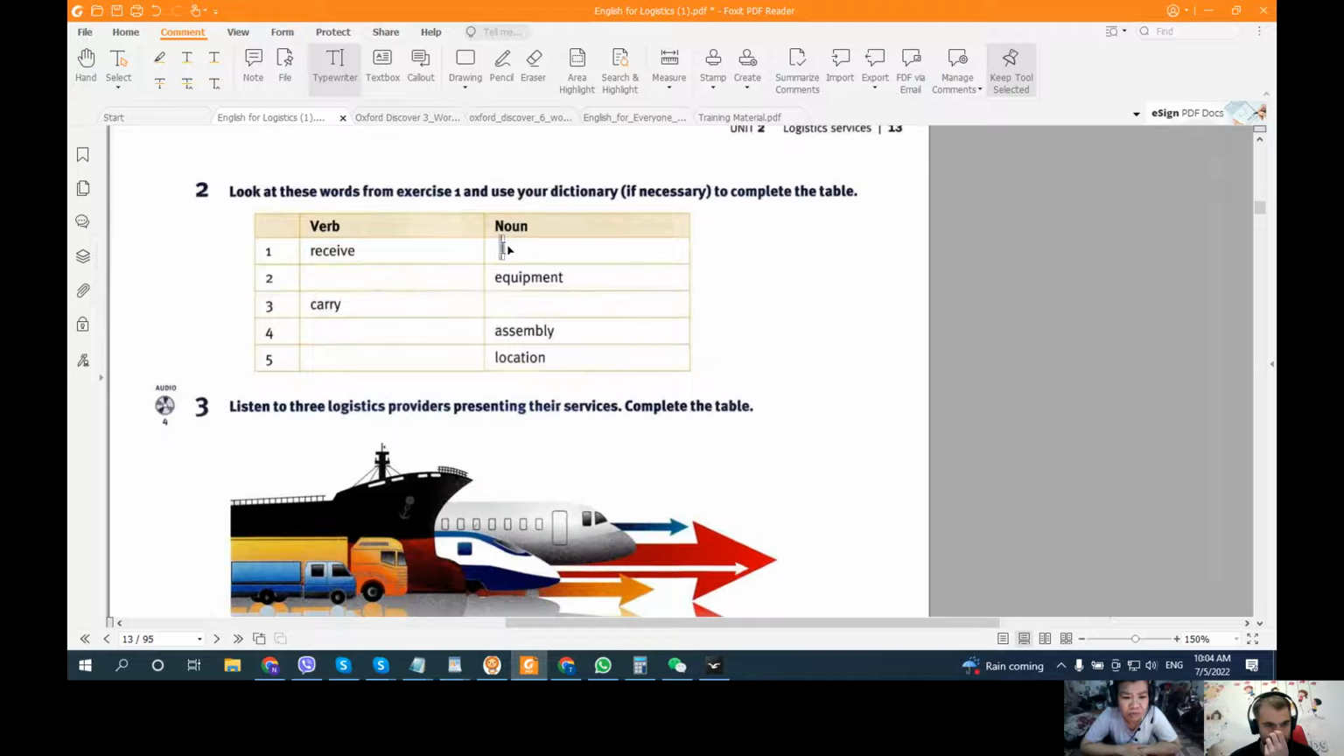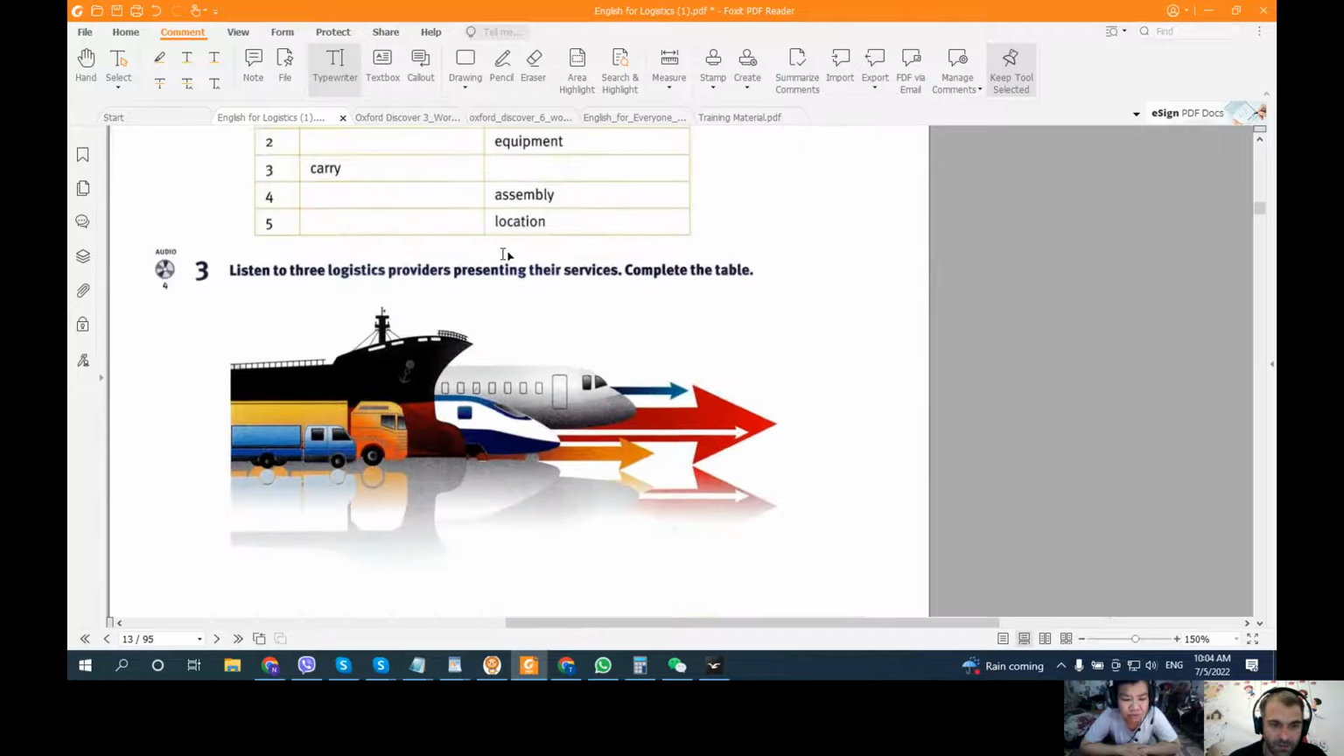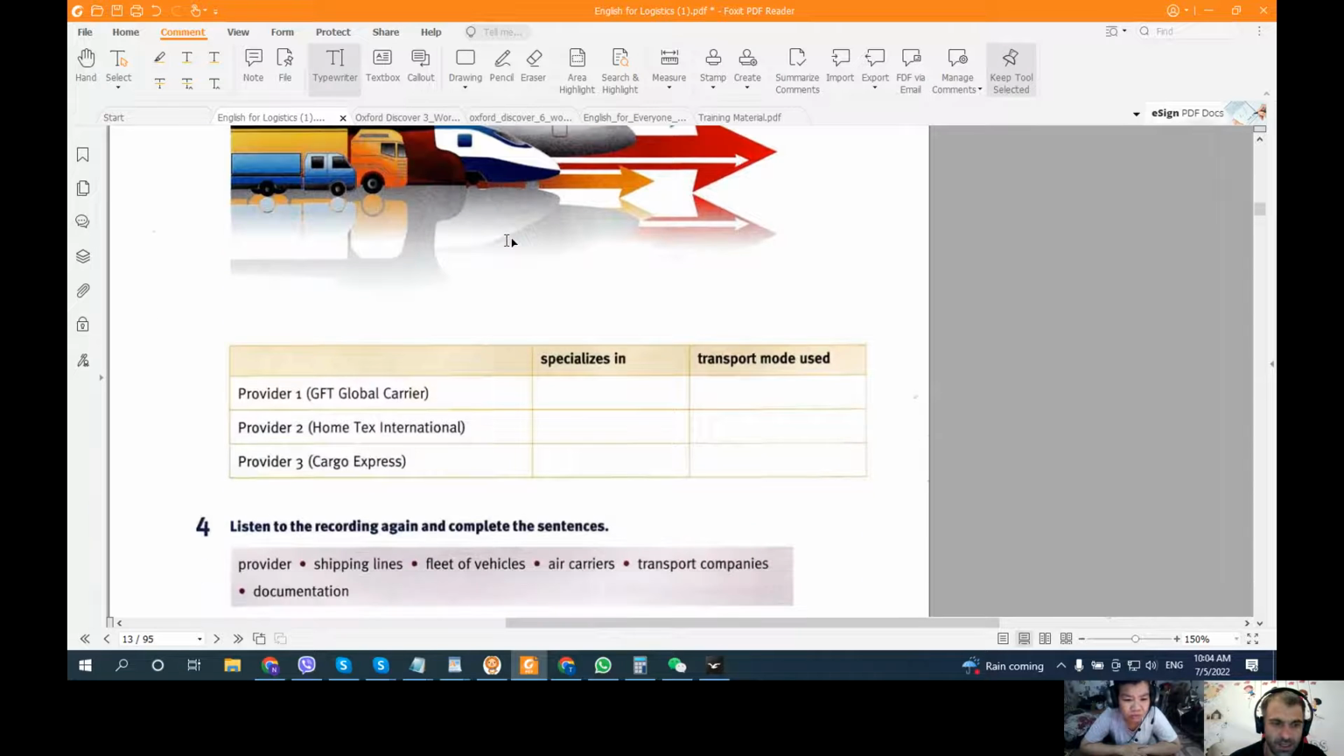Carry. Okay, what is the noun of carry? Carrier. Okay. Number 4. Assemble. Yes. Okay. And number 5. Locate. Okay.